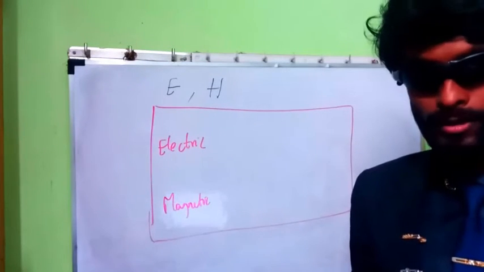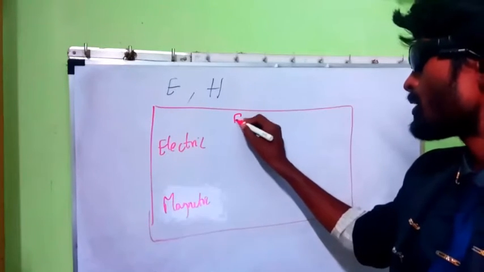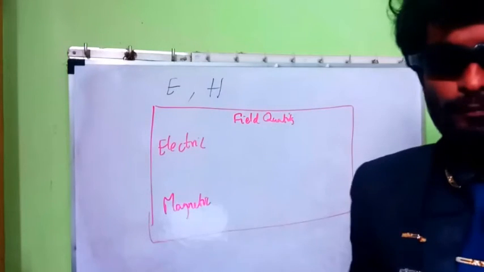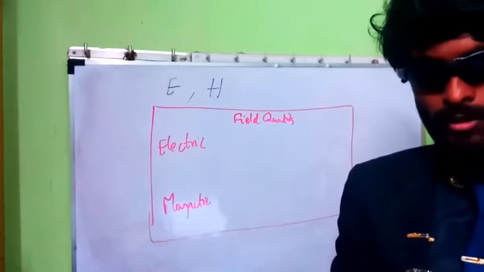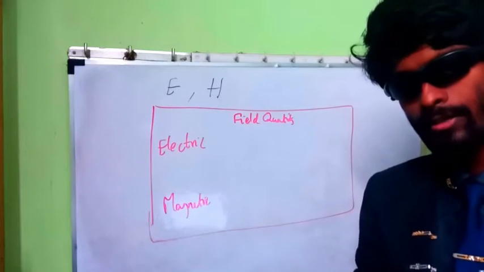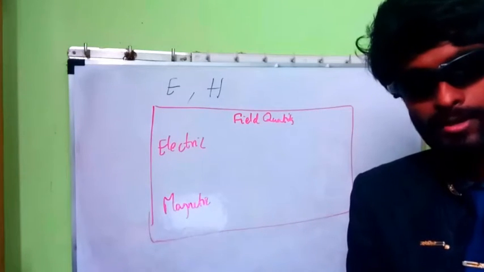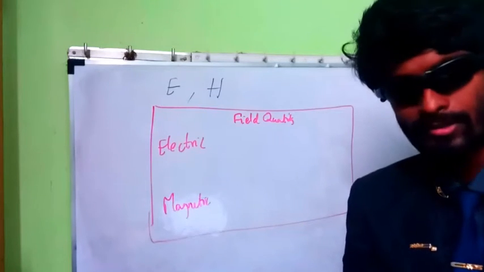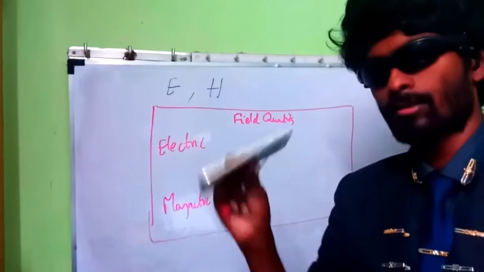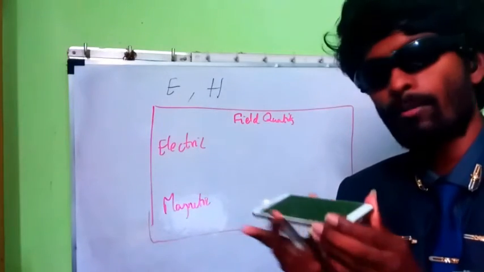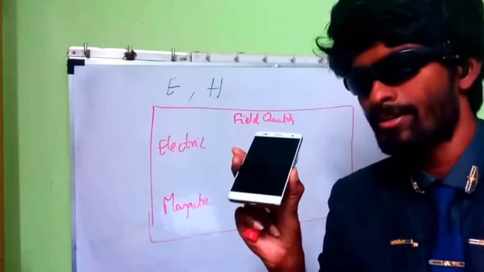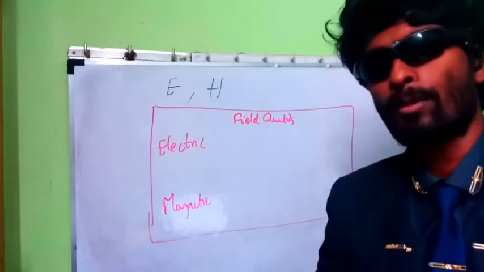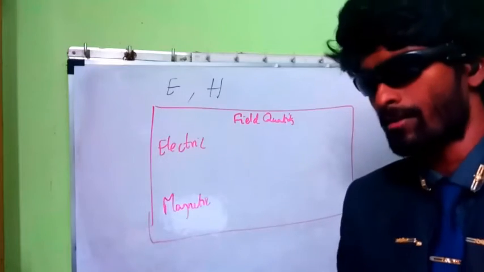Now I go with the field quantity. What does field quantity mean? Two things are available: electric field intensity and electric flux density. Field intensity represents, put it over here, this is a mobile phone, is it right? This mobile phone is getting a signal from a nearby base station. A base station is in the form of a mobile phone tower, is it right? That's called a base station.